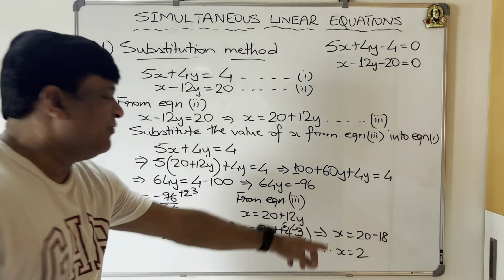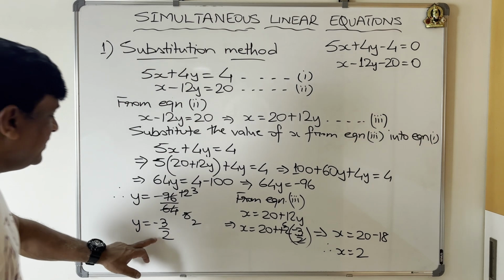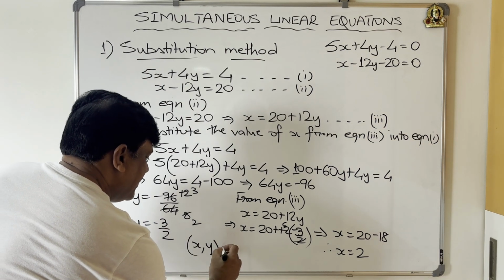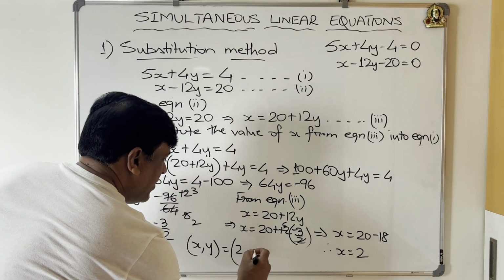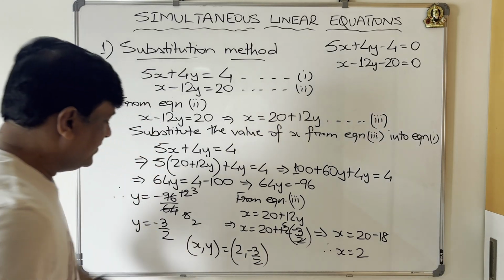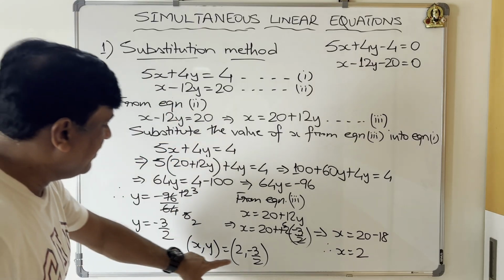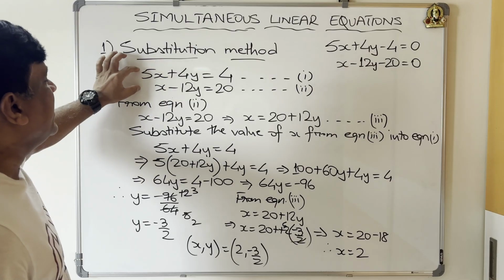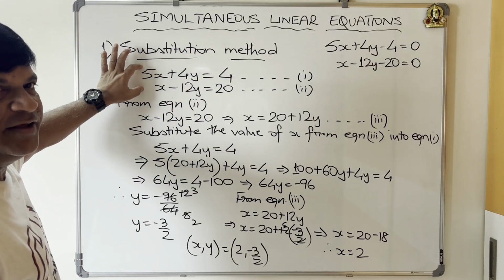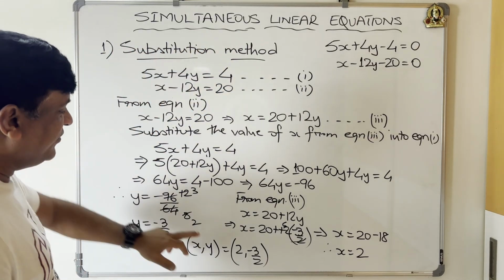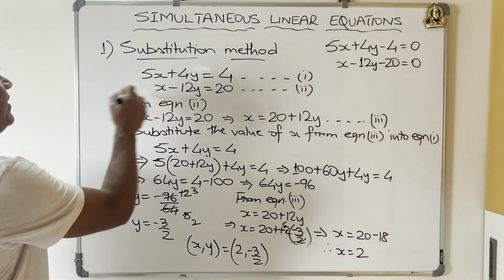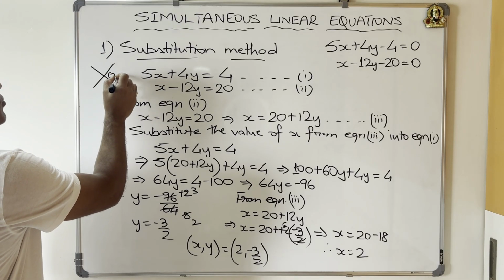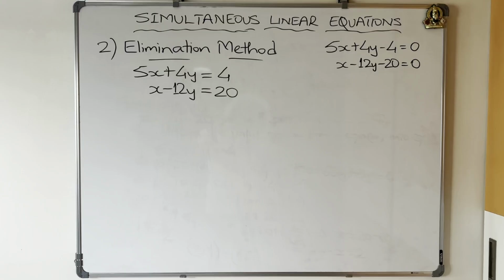Look at it. These are the two values we get. So the pair of values is (x, y) = (2, -3/2). This signifies that when you put the values of x and y in both these equations, they will satisfy both equations completely, and this is the point where these two lines meet. This is that point: (2, -3/2).